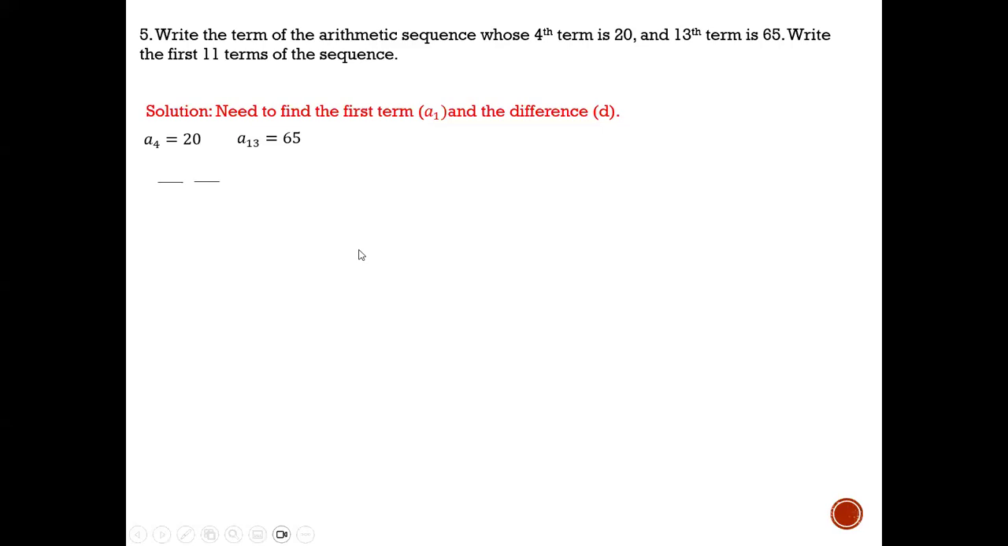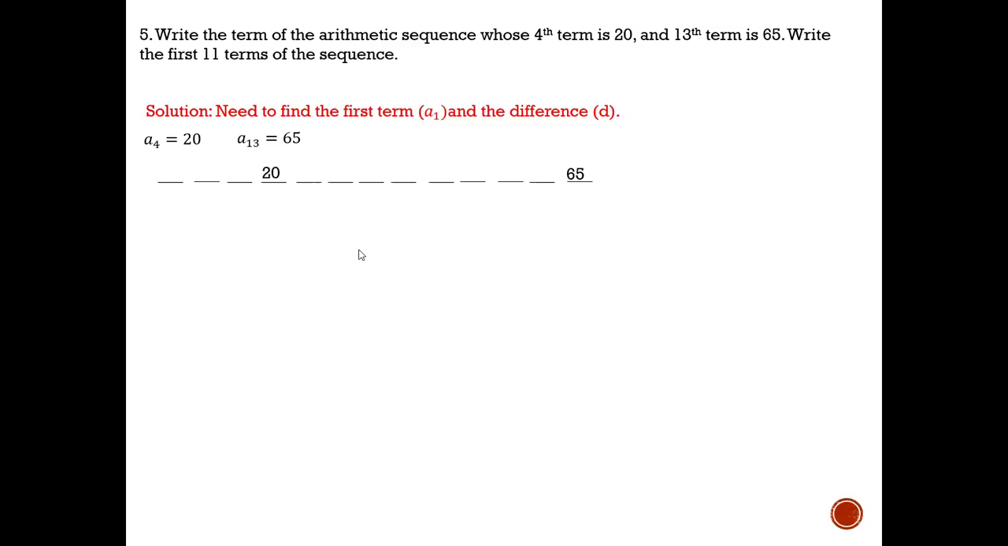Okay, but we know that A4 is 20, A13 is 65, so somehow we need to use these to help us out. So as you recall from previously when we did the lesson, one way to do this one is to just kind of list the terms. So I have the 13 slots here for the first 13 terms of this sequence. I know the fourth term is 20, so I write that down. I know the 13th term is 65, so I have that down.